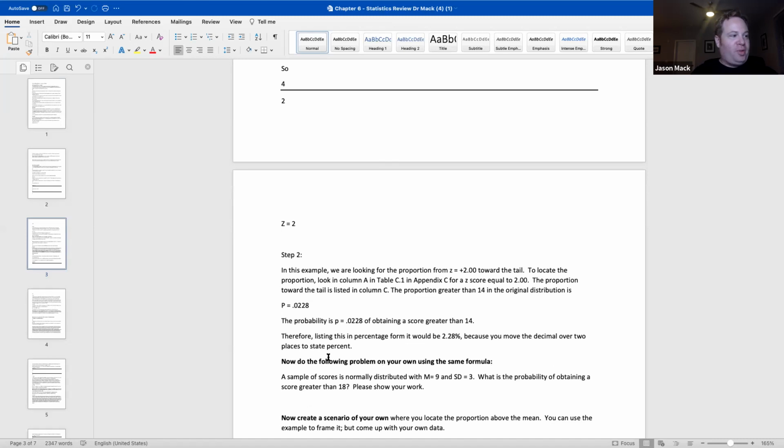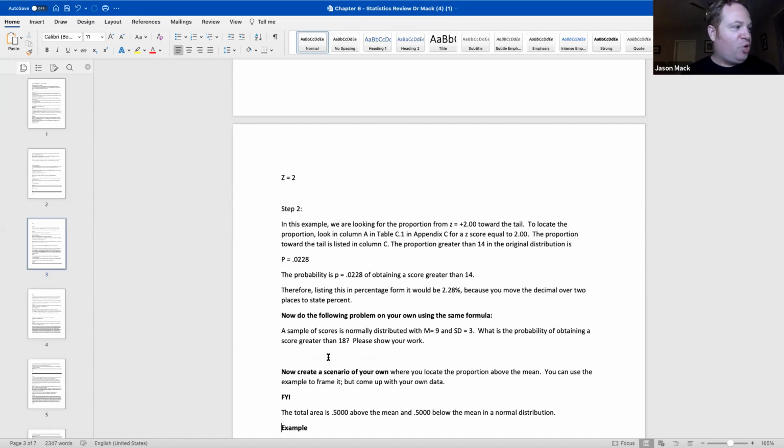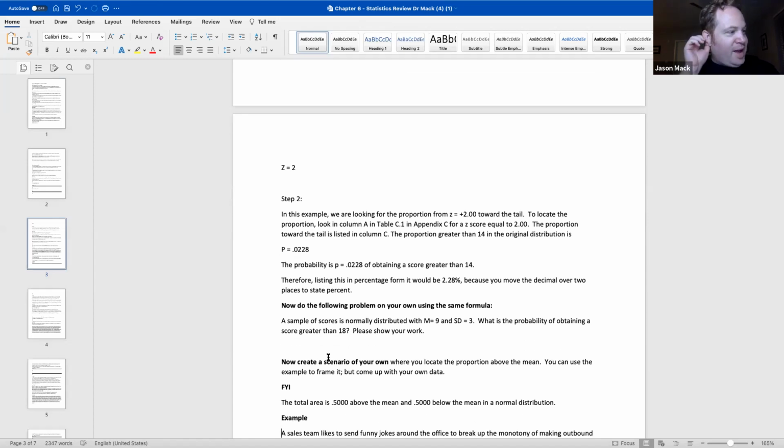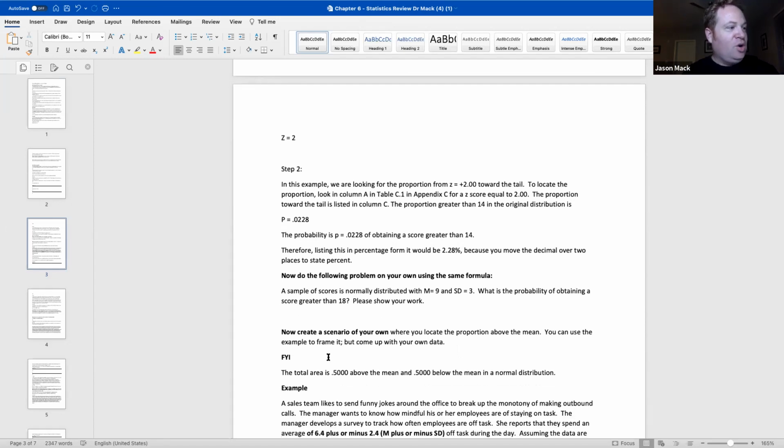Therefore, the probability is p equals 0.228 of obtaining a score greater than 14, or if you want it in percentage form, it would be 22.8 percent because you move the decimal over 2 places to state percent. Now do the following: a sample of scores is normally distributed with mean equals 9 and standard deviation is 3. What is the probability of obtaining a score greater than 18?